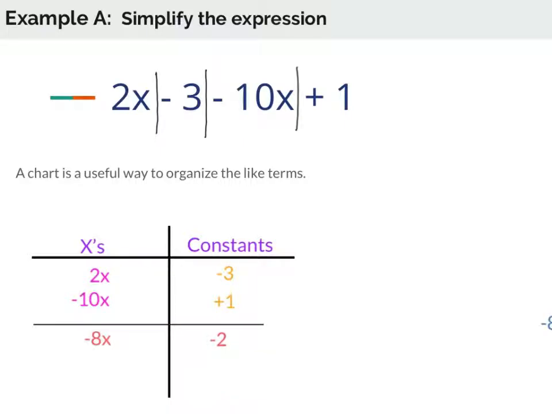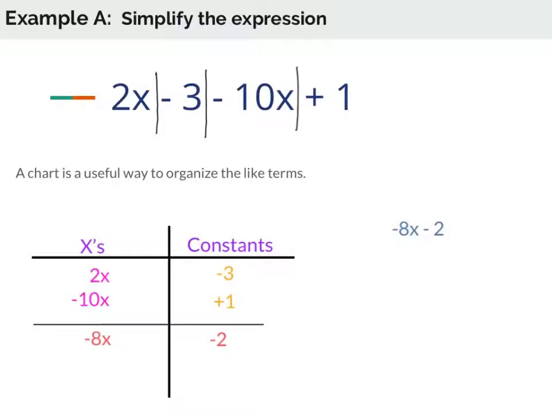So now I've combined my like terms, negative 8x and negative 2. So what's my final answer? Negative 8x minus 2. That's it. I cannot go any further. That is my final answer. I can't combine the negative 8x and the negative 2. Negative 8x is completely different than 2. It's got an x, so I cannot combine these terms.